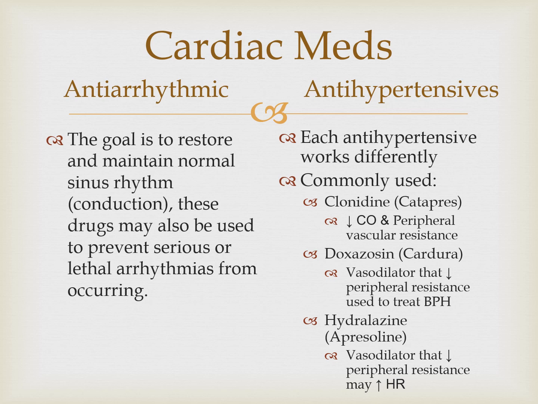Each antihypertensive works a little bit differently. Clonidine, for example, lowers cardiac output and peripheral vascular resistance, whereas Cardura decreases the peripheral resistance as a vasodilator. See, it works a little bit different. Remember that if your patient has BPH, then they would prefer the Cardura. Where hydralazine then is a vasodilator, right? And it is peripheral resistance decreasing, but it may increase the heart rate, where the other two do not.